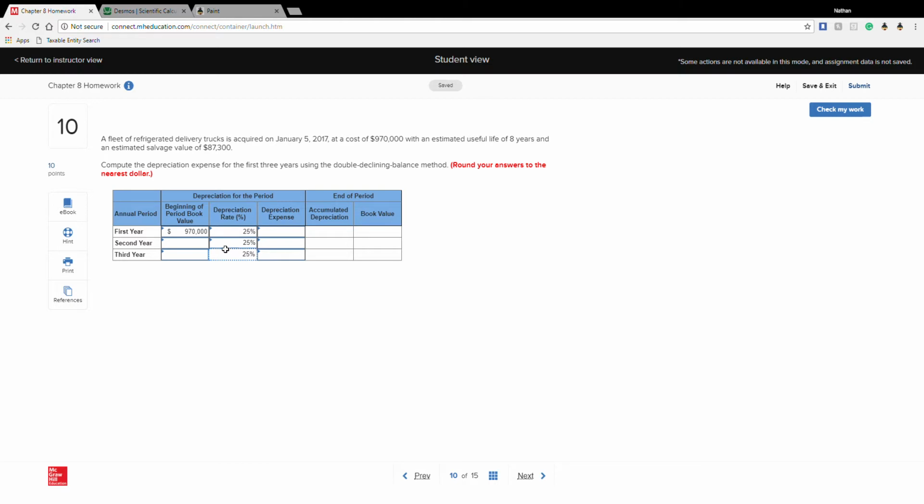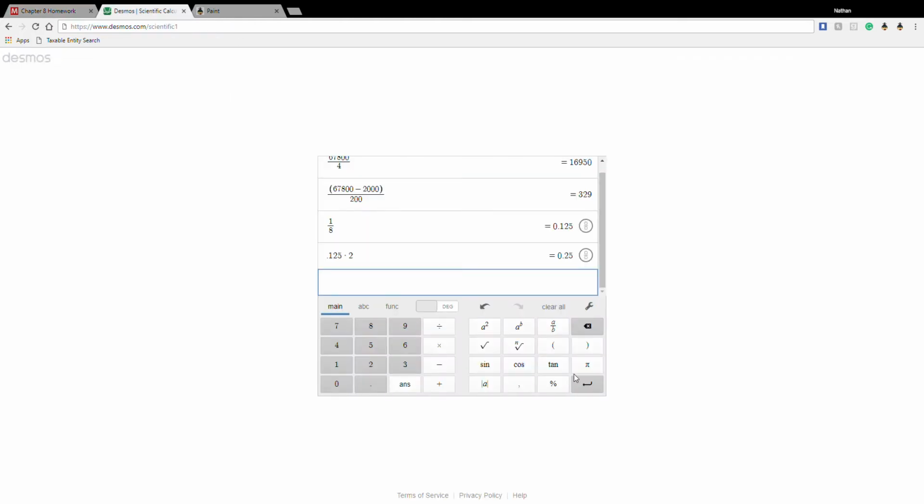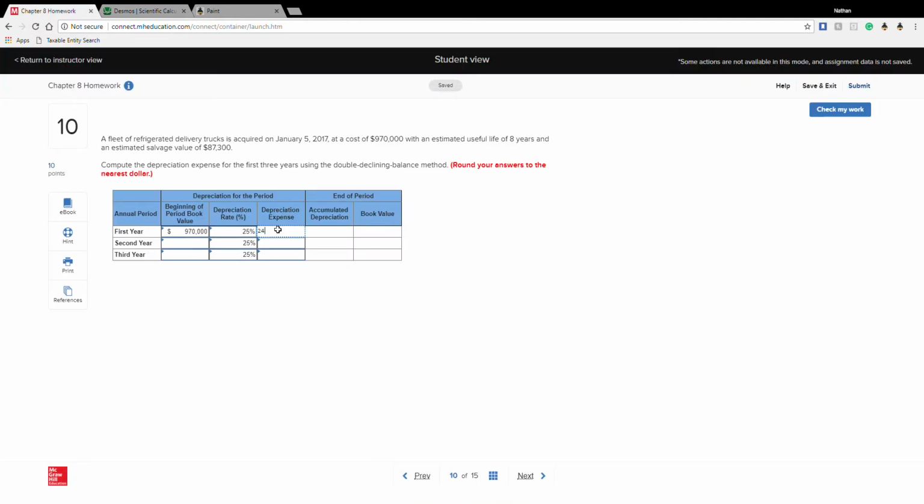And we just have to calculate depreciation expense. So take the 970, times it by 0.25. So first one is 242,500. Okay, so notice right here, Connect's already given it to you, the accumulated depreciation, and it's also giving you book value. Remember, book value is the beginning book value minus any accumulated depreciation. Well, since Connect's given this to us, all we have to do is take this number, bring it here.